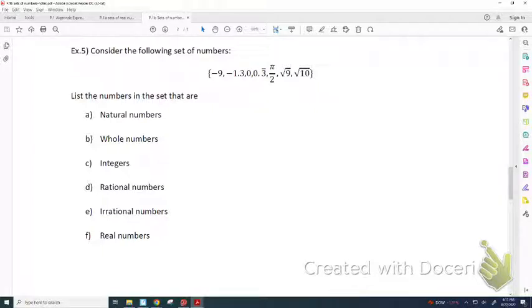So -9. Natural and whole numbers do not have negatives, so it can't be in those, but it is an integer. No decimals or fractions for integers. You can write -9 as a fraction, so it is rational, and all the numbers we're working with are real numbers, so really that whole set goes on that bottom line down there.